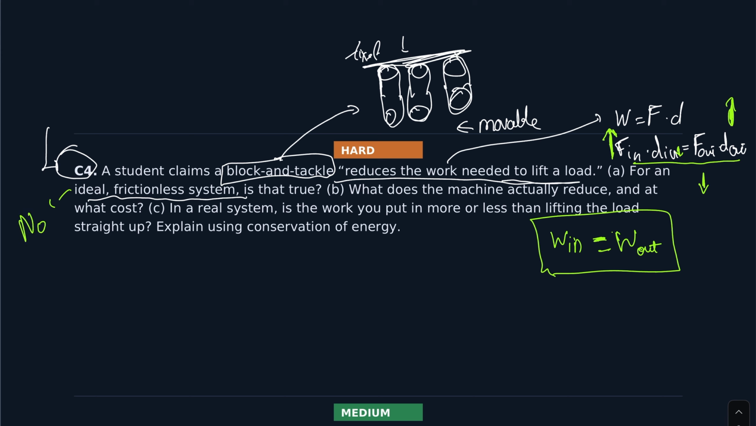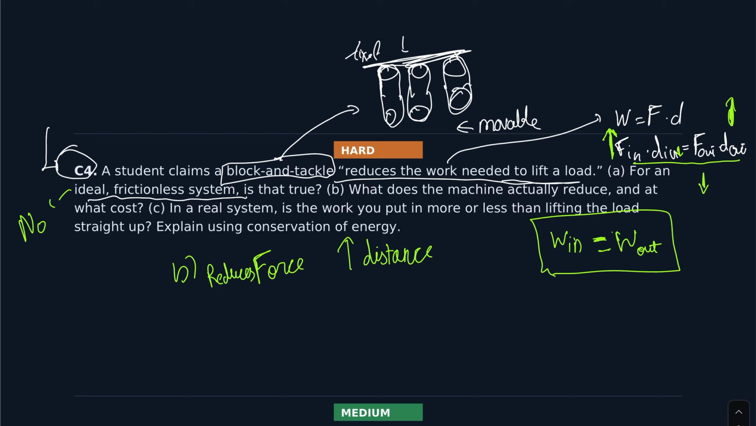What about B? What does a machine actually reduce and at what cost? Okay, so I just described it, right? The machine makes it lesser force for you, but you need a higher distance. So it reduces force. So B reduces force. And at what cost? At an increased distance, right? It reduces the force you have to exert, but it increases the distance you have to pull it through. Okay?